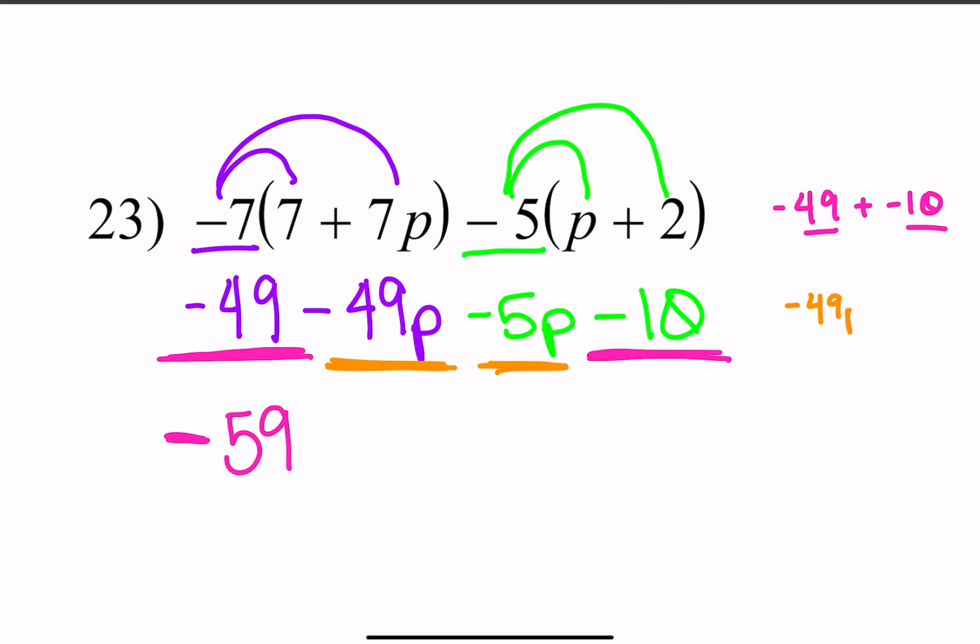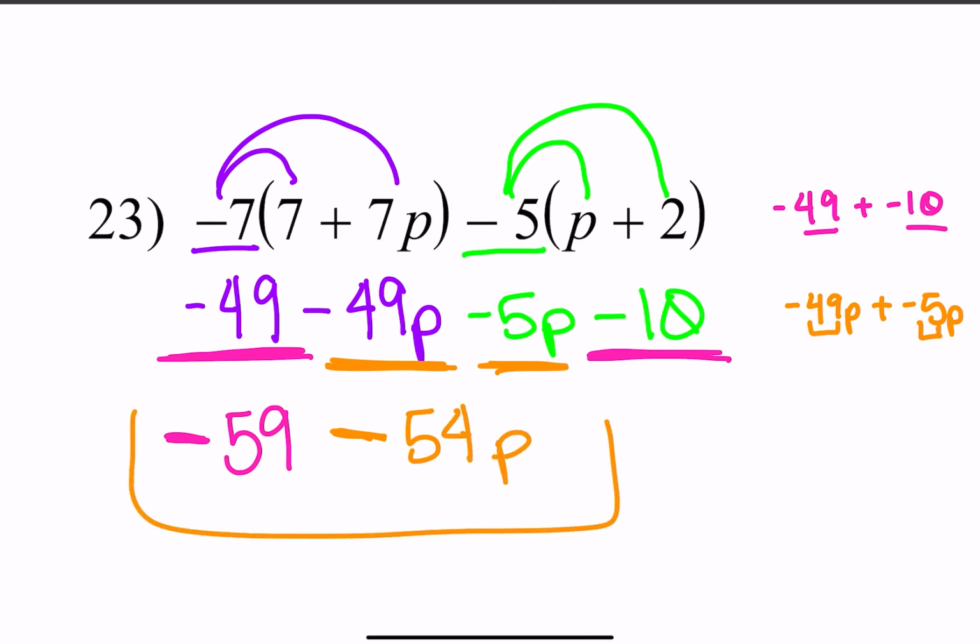So we got -49p plus -5p. Well, again, we have the same sign. So we're going to keep that sign because we're adding. So we're going to still stay negative. Now we just add the number parts. 49 plus 5 is 54. And then don't forget the variable p. So this would be your final answer.